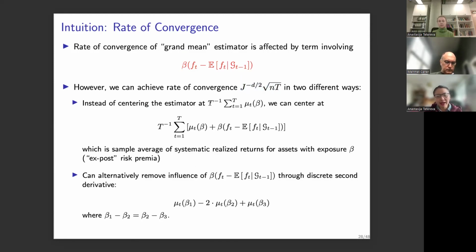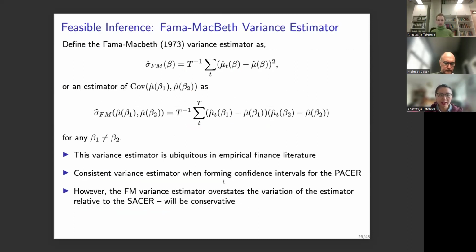So instead of centering at this conditional return, you can center at the correct one, right? So you can include this term, which is the sample average of the systematic realized returns for an asset with exposure beta. So it's kind of an exposed risk premium. Also, if you want to remove the influence of this term, as we mentioned, you can take the diff in diff portfolio investment, like a butterfly trading strategy.